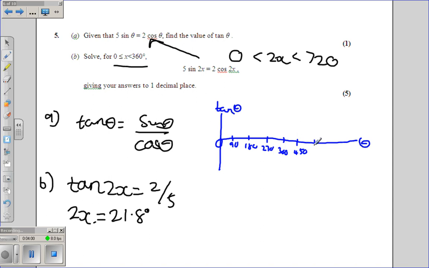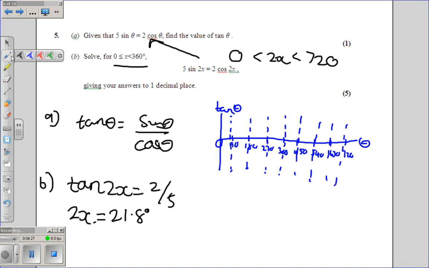450, 540, 630, 720. Now the tan graph has asymptotes every 90 degrees. That's why I mark off every 90 degrees. With a sine and cosine graph, I do the same, go up in 90 degrees, because the sine and cosine have peaks every 90 degrees. But the tan ones have asymptotes every 90 degrees. I'll do a different colour. And it starts at 0.